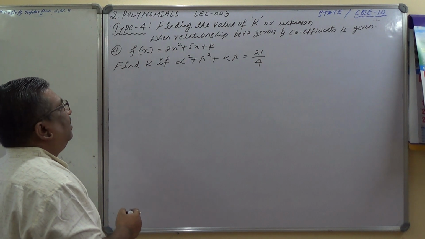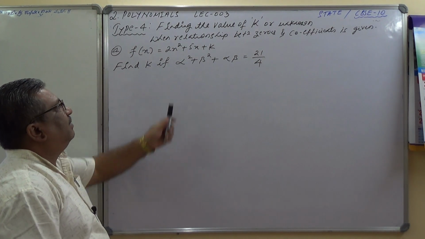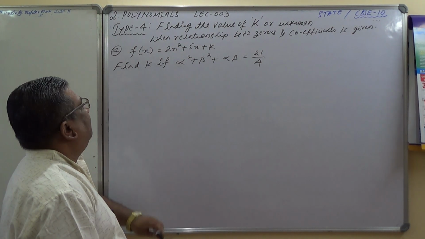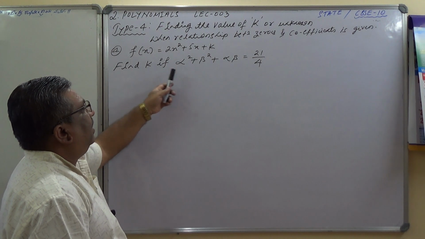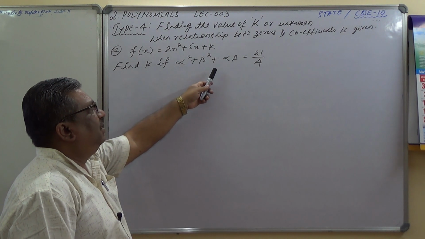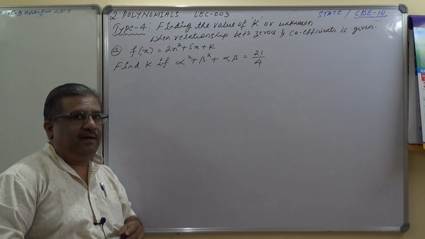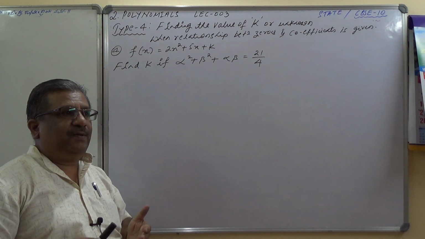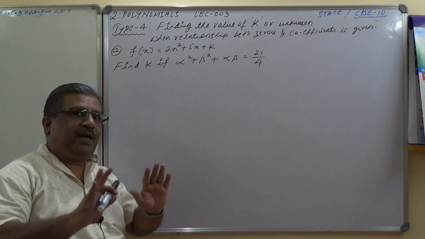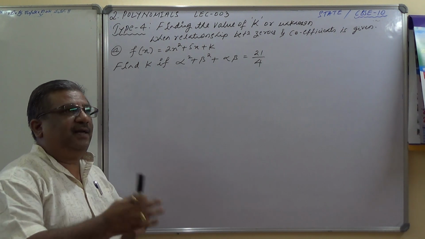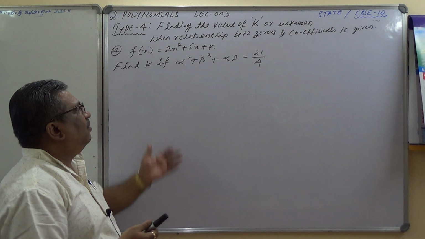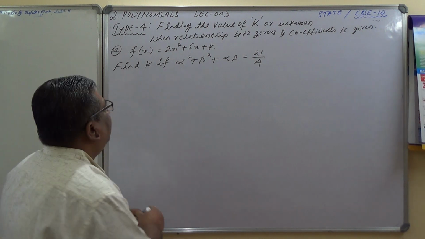Here we have one more numerical. f(x) is given as 2x² + 5x + k. Find k if alpha square plus beta square plus alpha into beta equals 21 by 4. As I said earlier, let me find the sum of zeros and product of zeros, whether those are required or not, and then try to find the value of k. So, solution.